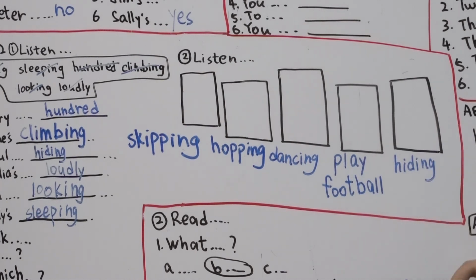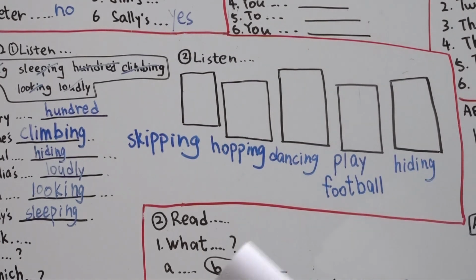D-I-N-G. If you remember, we have spelled that on part 1. Hiding. Here. Hiding. Right. Good. So please check your answers. If you are done, then let's move on.